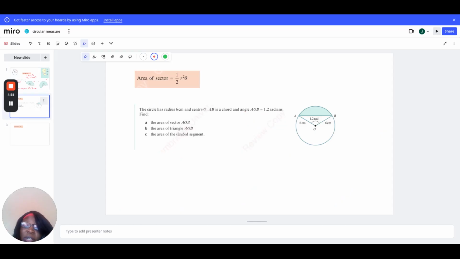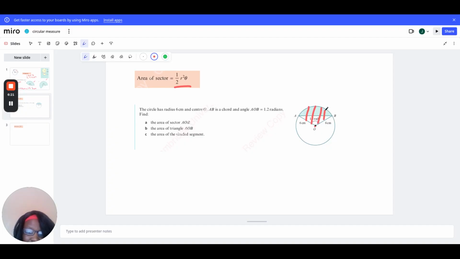In this section, we're now looking at the area of the sector, and the formula for the area of the sector is half r squared theta. For the derivation of this, if you want the derivation, then we can do another video for that. So in this portion, we are asked to find the area of sector A or B. So we want which region? I'm going to just color it.